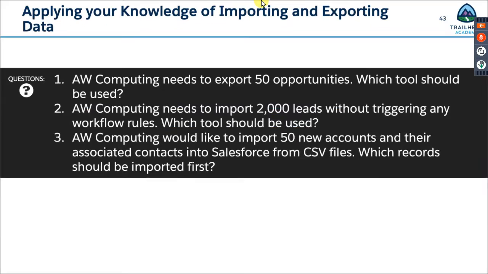All right, so a couple of questions before we close the module. AW Computing needs to export 50 opportunities. Which tool should be used? Export, definitely the data loader or any API tool. AW Computing needs to import 2,000 leads without triggering any workflow rules. Which tool? The import wizard. And if you answered import wizard, you are absolutely correct.